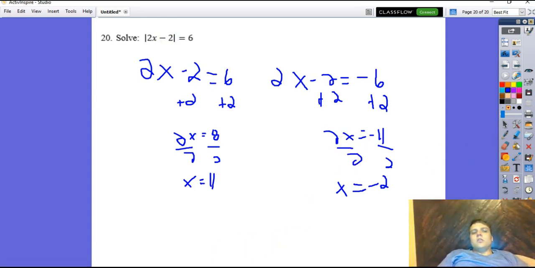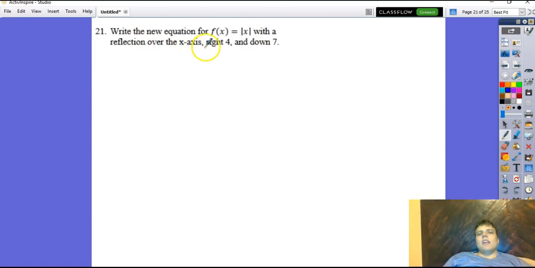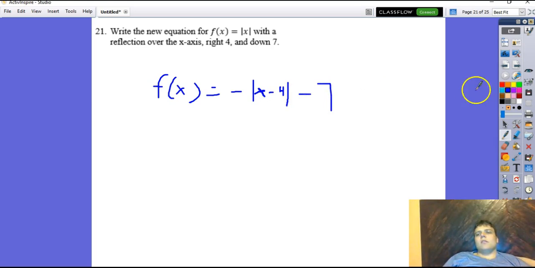Okay? So problem 21. Write the new equation for f of x equal to the absolute value of x with a reflection over the x-axis, right 4, down 7. Okay, so it just wants us to write the new equation. We did a problem like this earlier. A reflection is just a negative sign at the very beginning of the equation. To go right 4, it's just a minus 4 inside the equation with x, wherever x is, which in this case is inside the absolute value bars. You put the minus 4 with it. And then down 7, so that's just minus 7. And that's it. That's all there is to problem 21.